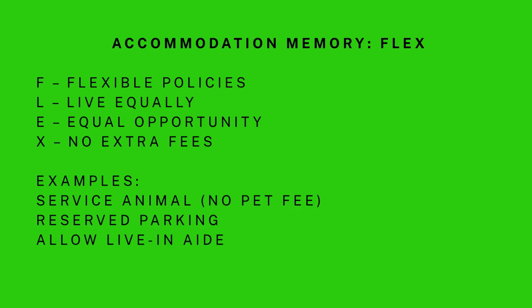A memory aid for that is the word FLEX. You have to have flexible policies, allow people to live equally and have equity. E stands for equal opportunity, and the X stands for no extra fees for these accommodations. Some examples of accommodations are service animals or an assistance animal, like an emotional support animal, reserve parking, or to allow for a live-in aide.